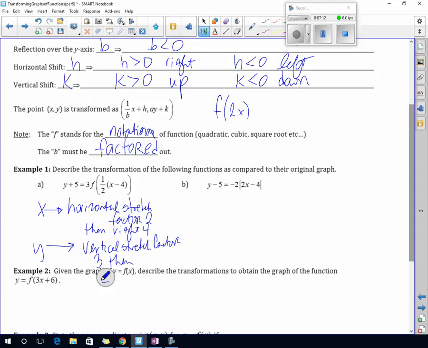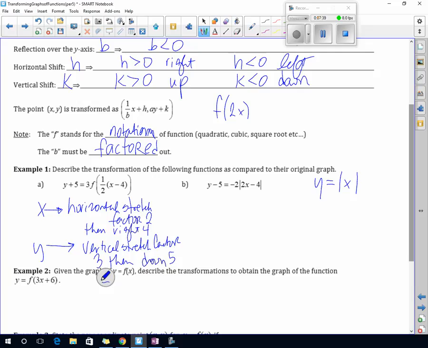Okay, this time for B, we're comparing it to Y equals the absolute value of X. So this is the original graph. See, in this notation here with the F, we don't know what the function is. It could be a squaring function, an absolute value function, a reciprocal function. Here they're actually defining the function. They're saying it's an absolute value function. So what's the first thing we have to do in order to look at all this?